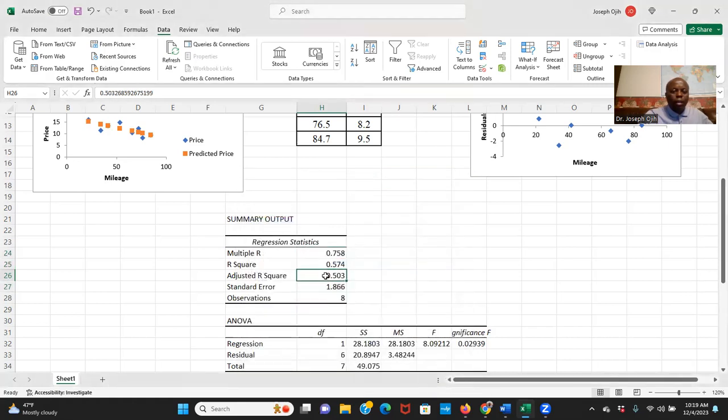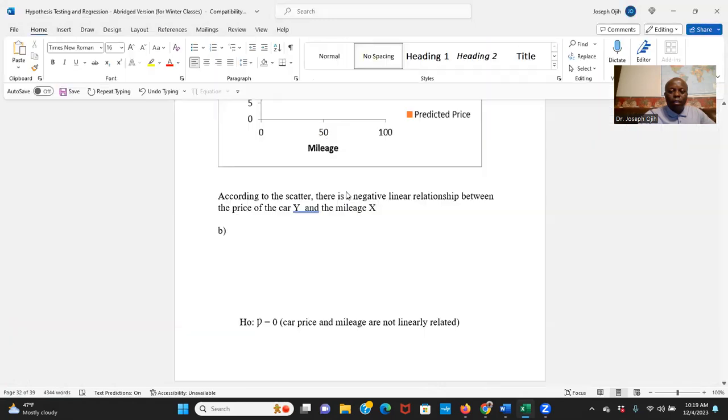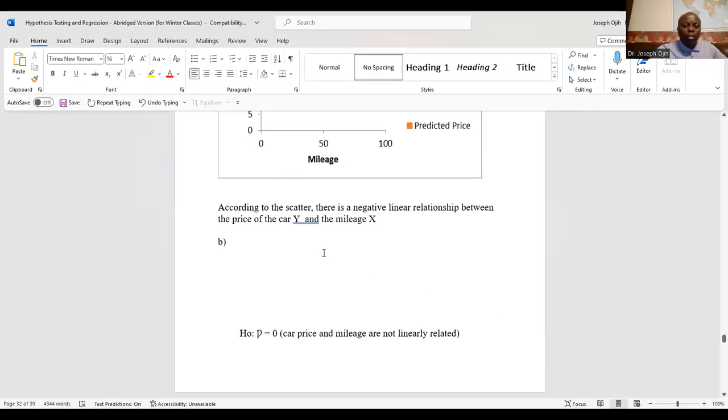Okay. Now, this told us that R is 0.758, as you can see from the screen, but it doesn't tell us whether it's negative or positive. That's why it's better for you to calculate it using the CORREL function. So let us use the CORREL function to calculate the correlation coefficient.